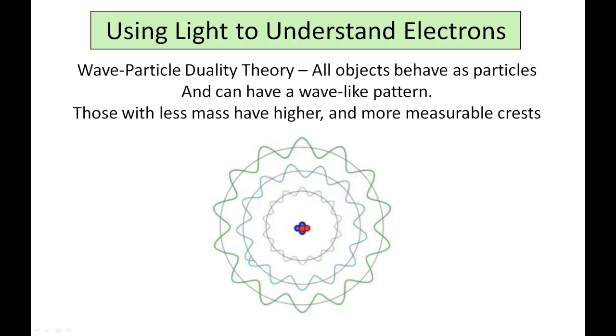After Bohr came up with that atom, somebody came up with the wave-particle duality theory. It stated that all objects behave as particles and can have a wave-like pattern. Those with less mass have higher and more measurable crests. Essentially, particles can move in waves, but sometimes act as particles and not as waves, giving us the dual nature of light. So now scientists thought that electrons are found in shells, but they move in a wave-like pattern.